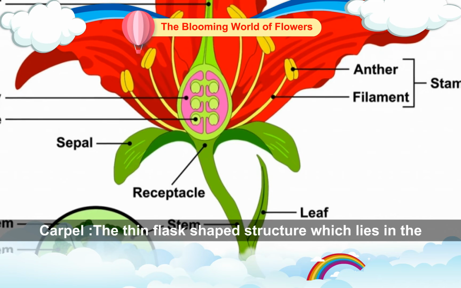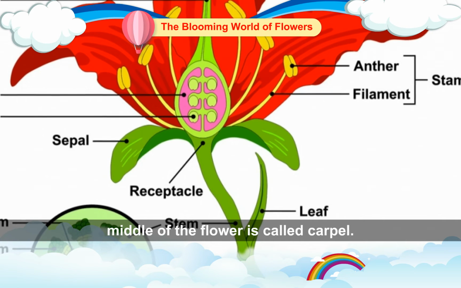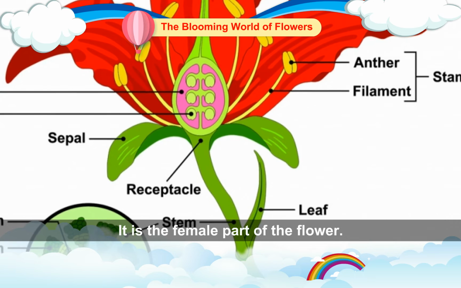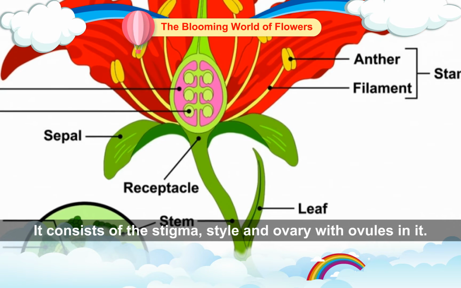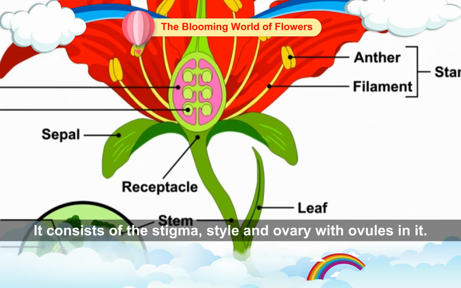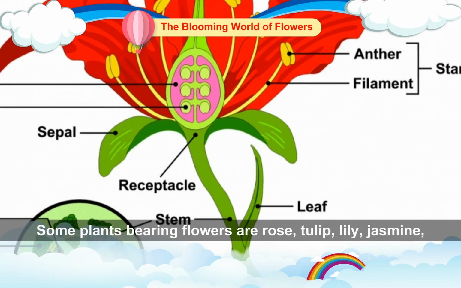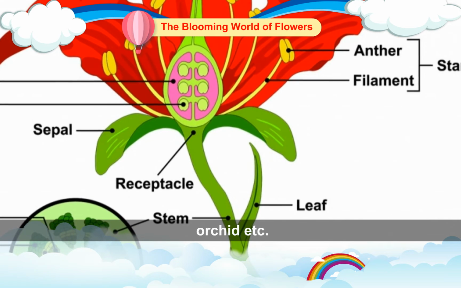Carpel. The thin flask-shaped structure which lies in the middle of the flower is called carpel. It is the female part of the flower. It consists of the stigma, style, and ovary with ovules in it. Some plants bearing flowers are rose, tulip, lily, jasmine, orchid, etc.